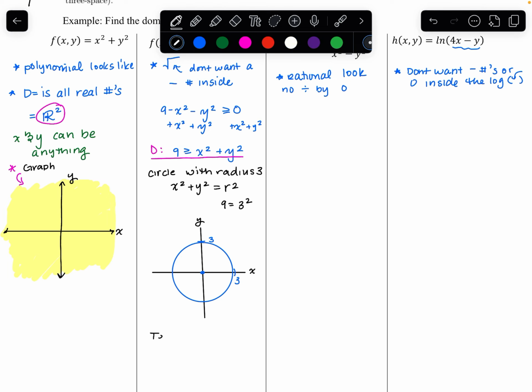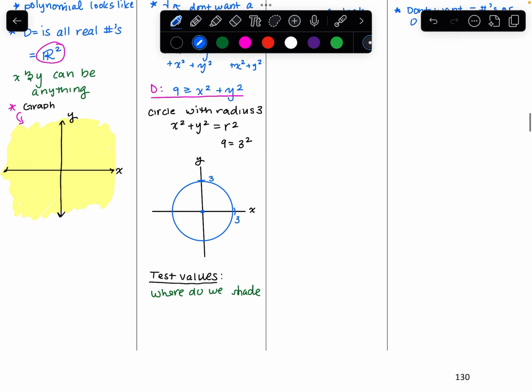And so what I like to do is pick a couple of test values, right? Because the question is where do we shade? And you know me, when I pick my test values, I'm really nice to myself. I'm going to pick the point 0, 0, that center point. That just tells me, am I going to shade in the inside? Am I going to shade on the outside? We'll talk a little bit about this circle in just a minute, but let's test it out, right?